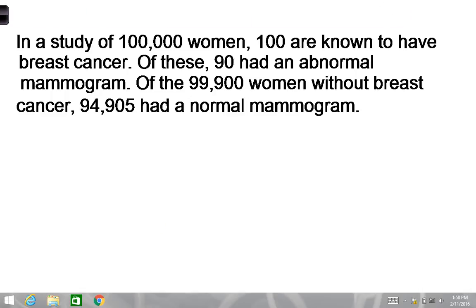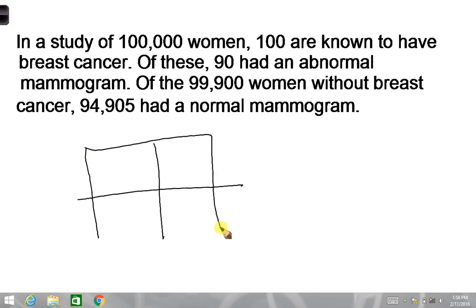Okay, so let's go ahead and set up our 2x2 table. On the top here we're going to have breast cancer, positive, negative, and then here mammogram, where positive is abnormal and negative is normal. Looking at the information we have, we have 100,000 women total, so we can put that information right here.